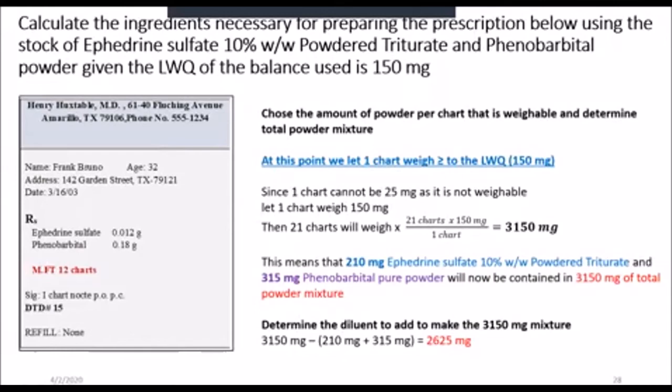This means that the 210 milligrams of the ephedrine sulfate 10% powder triturate and the 315 milligrams of phenobarbital pure powder will be now mixed together homogeneously, along with a portion of diluent, whether it be starch or lactose, to give you a total powder mixture of 3,150. Therefore, in order to determine how much of that diluent we need to add to these two active ingredients, we need to subtract the total amount of active ingredients from the total powder mixture to get the amount of diluent that you would add in excess.